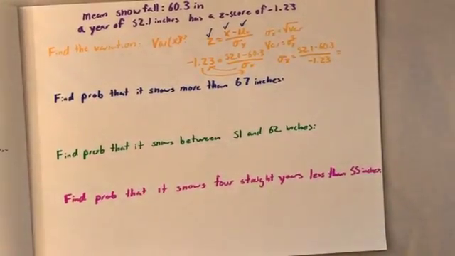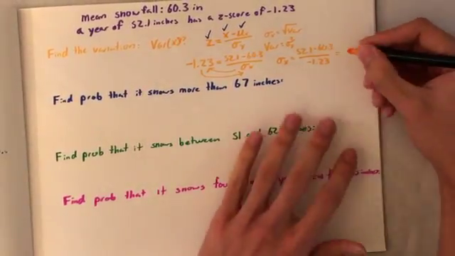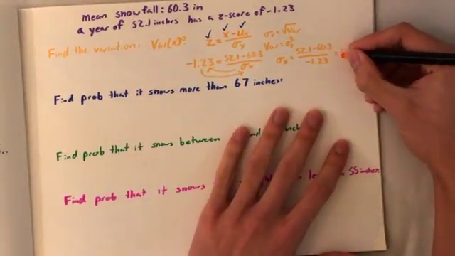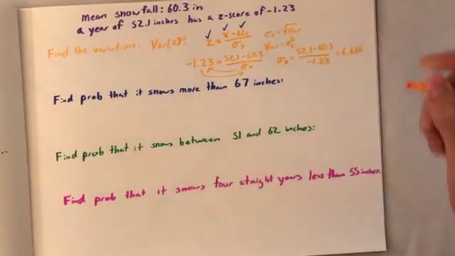If I do a quick calculation, 52.1 minus 60.3 is negative 8.2 in the numerator, divided by negative 1.23 is going to be 6.66 repeating. A lot of sixes there.